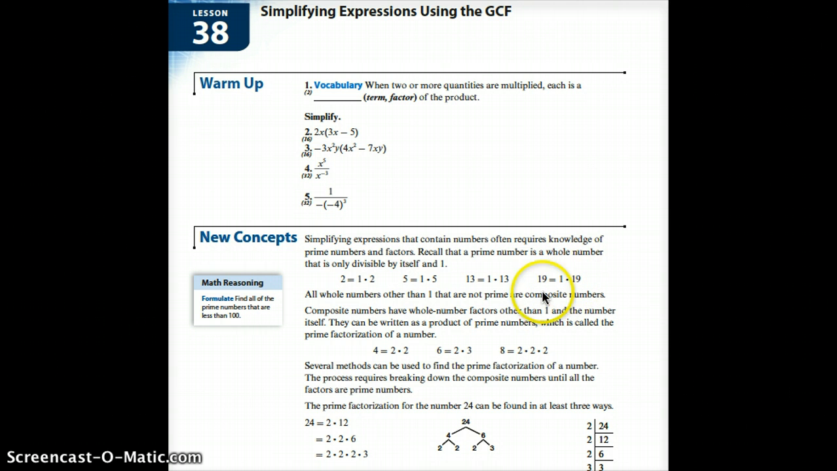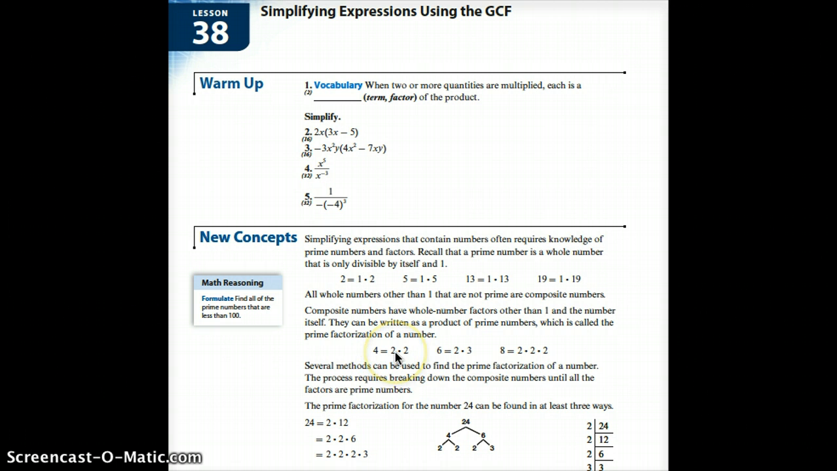1 times 19. Okay, all whole numbers other than 1 that are not prime are composite numbers. So basically a number is either prime or it's composite. Composite numbers have whole number factors other than 1 and the number itself. They can be written as a product of prime numbers, which is called the prime factorization of a number. For example, 4, you can write it as 2 times 2.